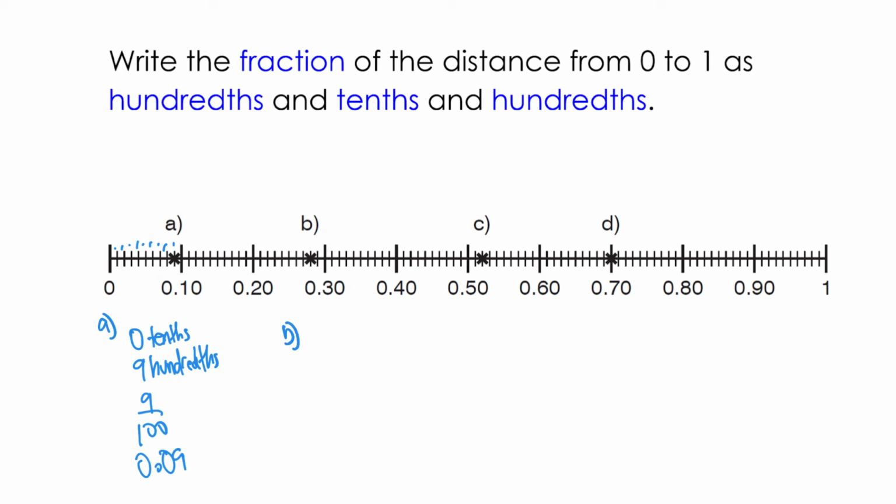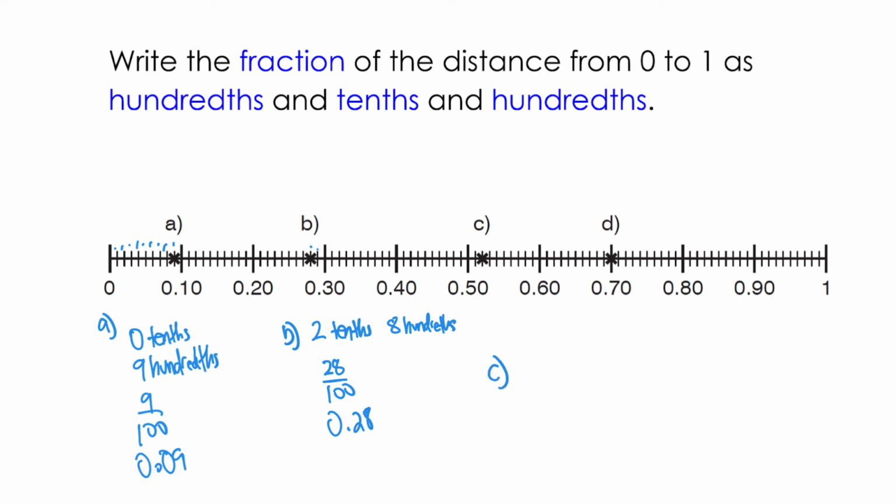For B, because it's in between 2 and 3, so it's not quite at 3, you know right away it's 2 tenths. And how many hundredths? Well, if you count forwards or you can count backwards, it's really up to you. I prefer to go backwards because I know this is 9 and that's 8. So you have 8 hundredths. Again, I made a spelling mistake. Who cares? Which would be 28 over 100. 0.28. So that's for B.